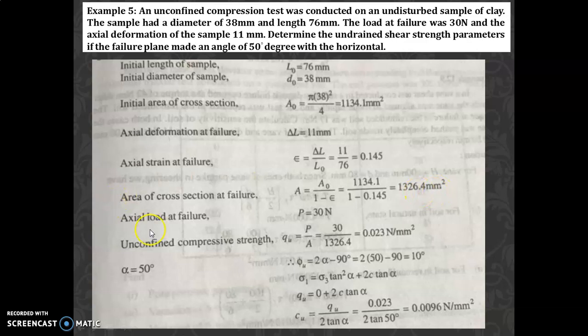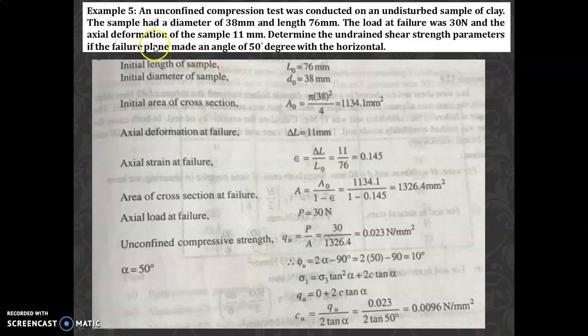This is the area of the cross section, and the load at failure is given, that is 30 Newton. So the unconfined compression strength is load divided by area. Qu is equal to load divided by area. Load is 30 divided by the area at failure, 1326.4. Simplify this and you get the answer. Now you have the Qu value. From this you have to calculate C and phi.